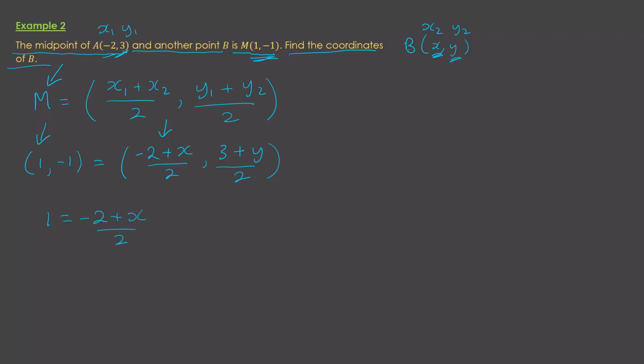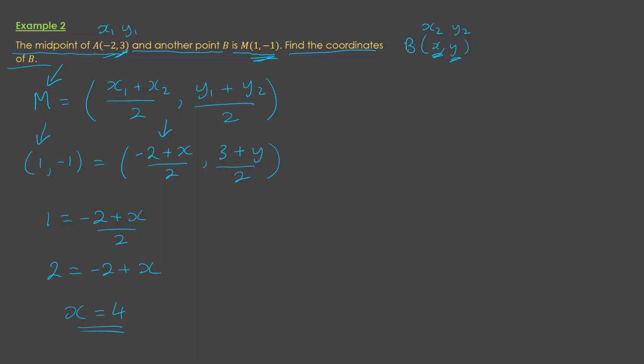And we can solve this equation. If we multiply both sides by 2, we get 2 is equal to -2 + x. And then add 2 to both sides gives me that x is equal to 4.